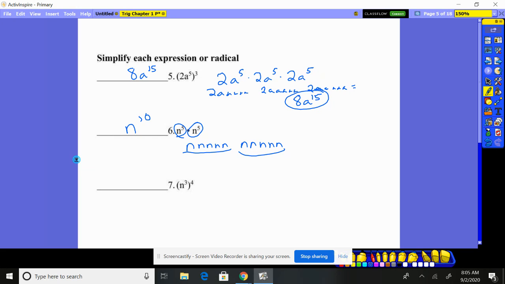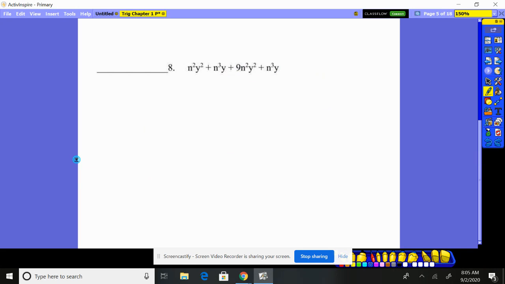n to the third raised to the fourth. Well, I think what it means is n to the third times another, times another, times another. So you can see 3 n's, 3 n's, 3 n's, 3 n's. That didn't take that long to write out. That's n to the 12th. We got one more down here below.